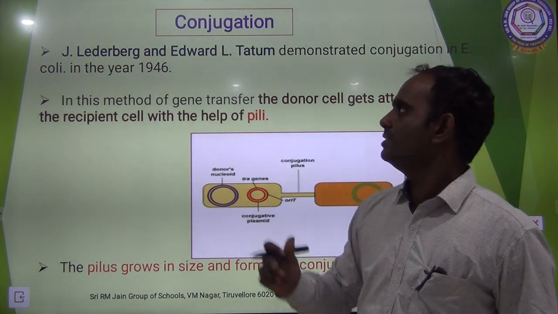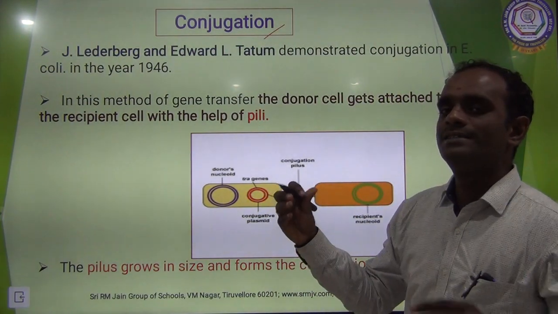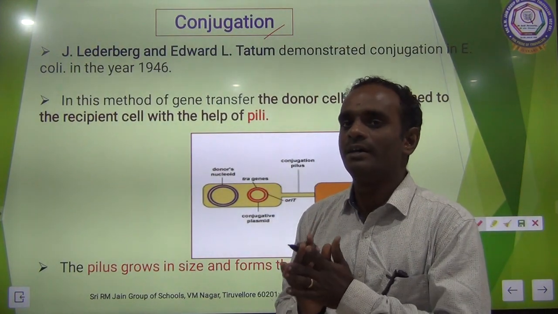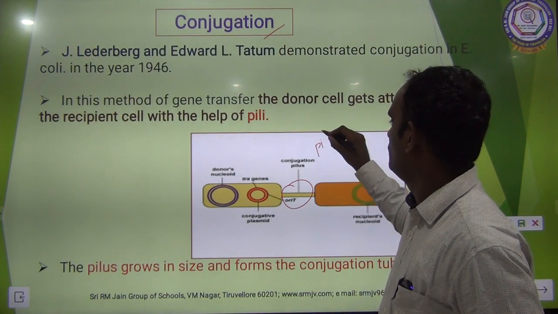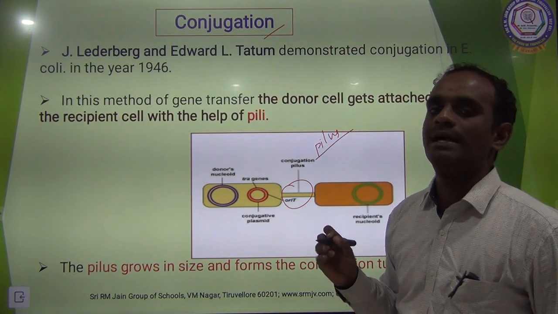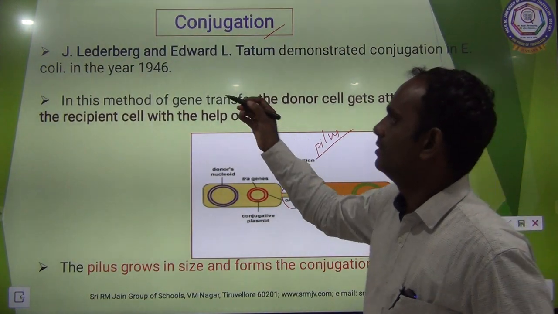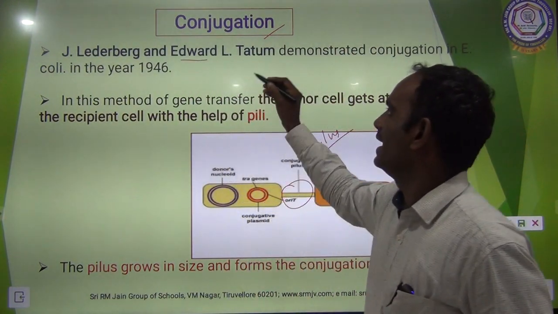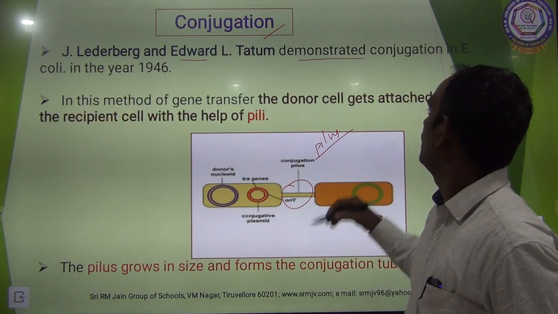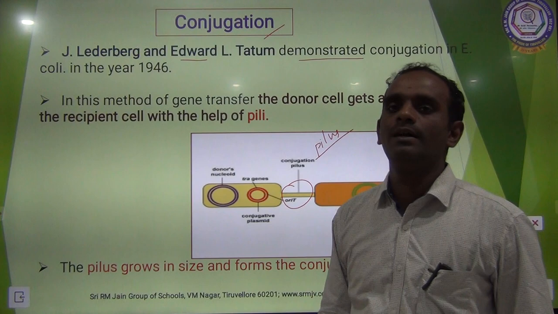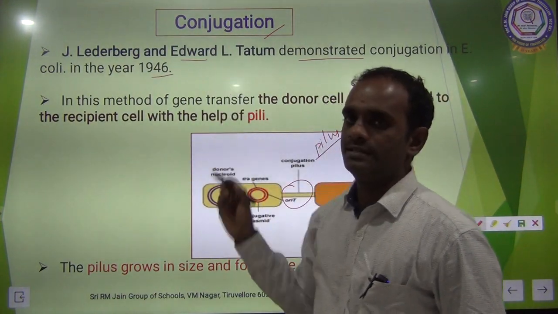Conjugation. What is the meaning here, conjugation? Two cells unite with the help of one important thing, pilus or pili. It connects the two cells. Lederberg and Edward L. Tatum demonstrated conjugation in E. coli. E. coli is a bacteria, Escherichia coli, in the year 1946.